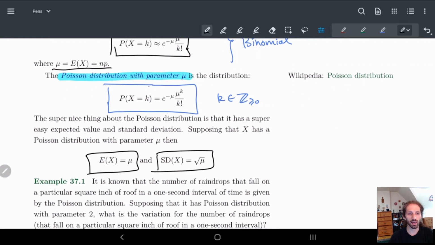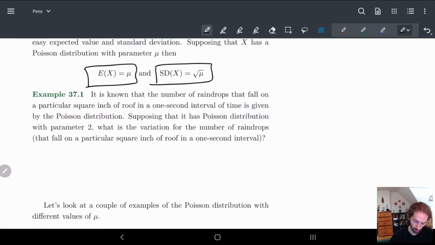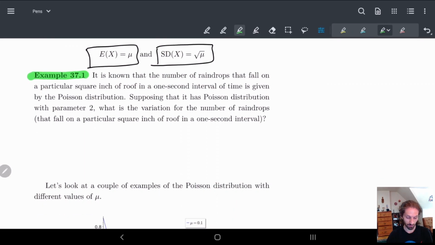So let's actually look at an example of this, and then we'll go into a more in-depth example in the next video. One thing that is known to be a Poisson distribution, and normally with a Poisson distribution, I'll let you know it's a Poisson distribution to help differentiate from the binomial distribution. But some things like this example, you should kind of know, okay, this is a Poisson distribution. It's known that the number of raindrops that fall on a particular square inch of roof in a 1 second interval of time is given by the Poisson distribution.